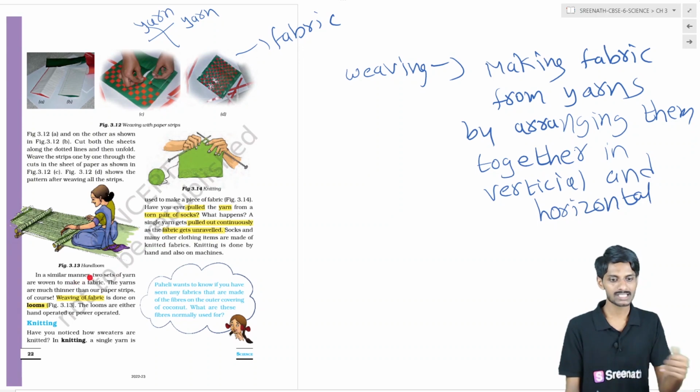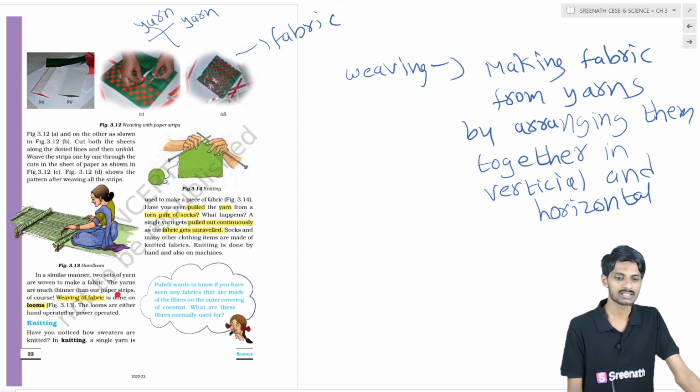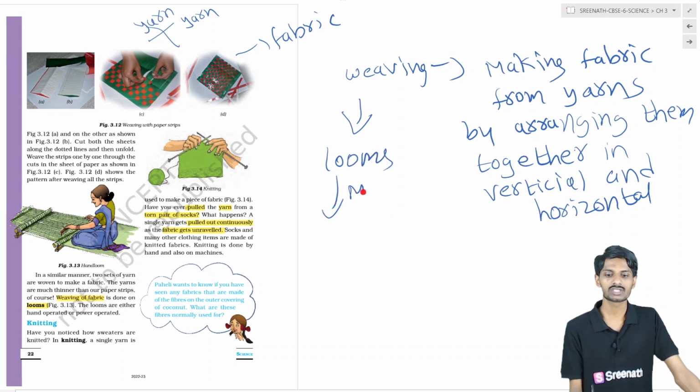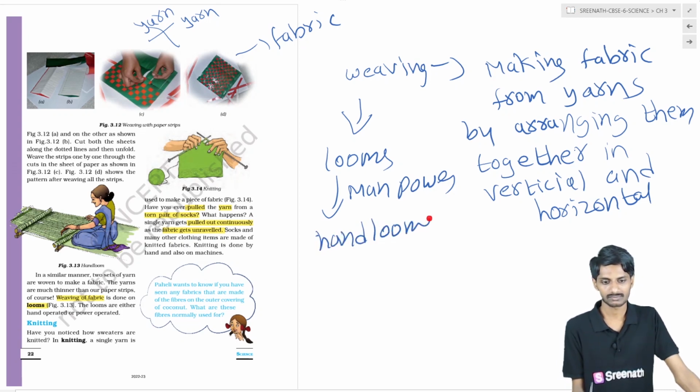Okay students, in a similar manner, two sets of yarns are woven to make a fabric. In the same way we made this piece of paper, fabric is made. Weaving of fabric is done on looms. If these looms are operated with manpower, we call them hand looms. Okay students, that is about the process of weaving.